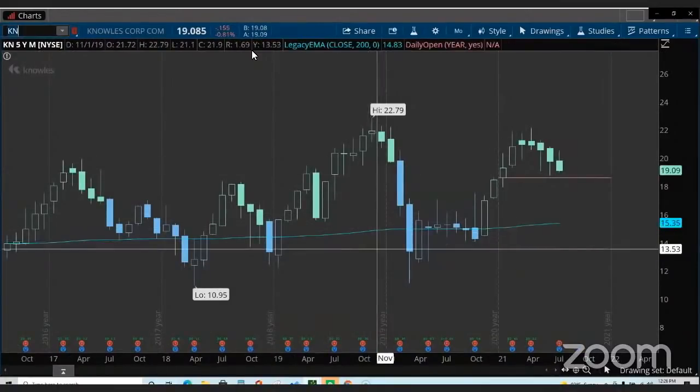which is Knowles Corporation. Out of these companies that I've mentioned, which ones have the strongest growth and would have given you the best return? And put it in chat.